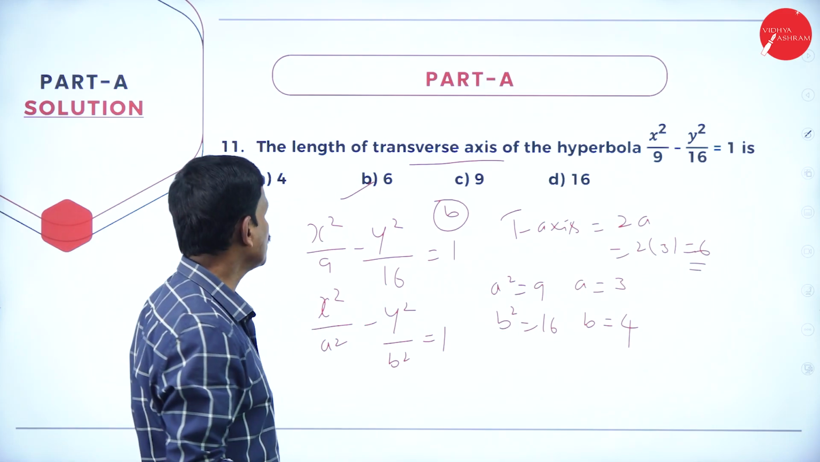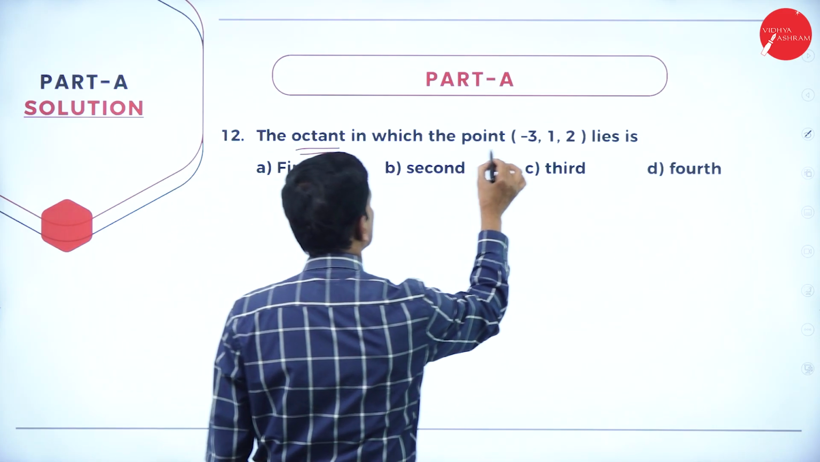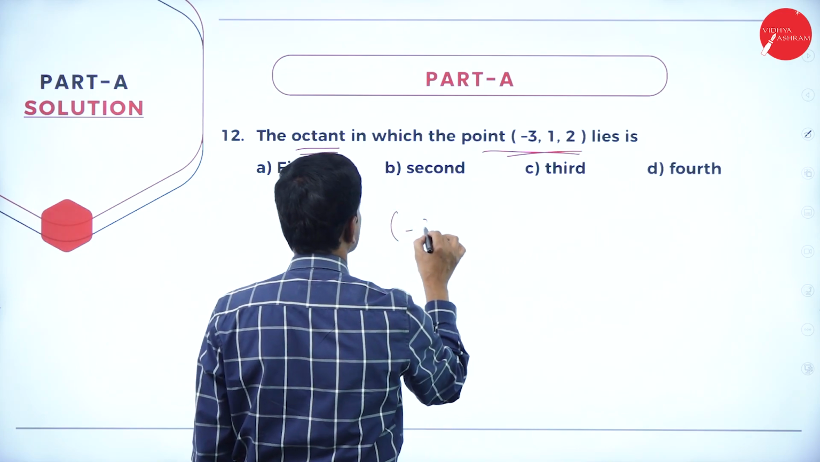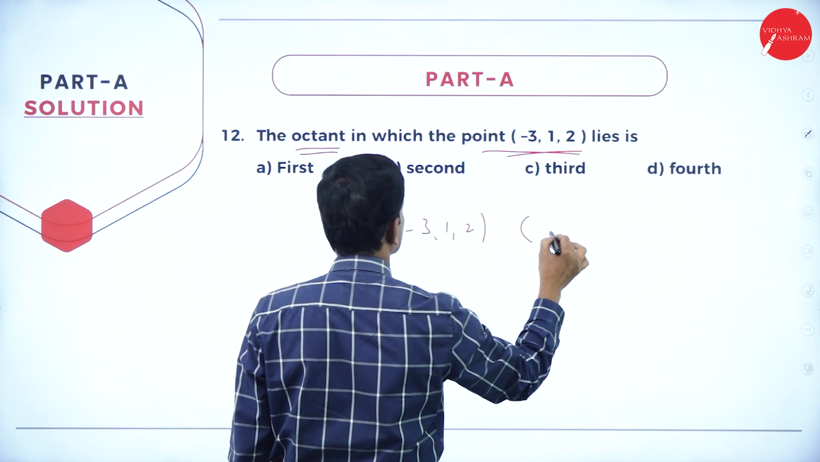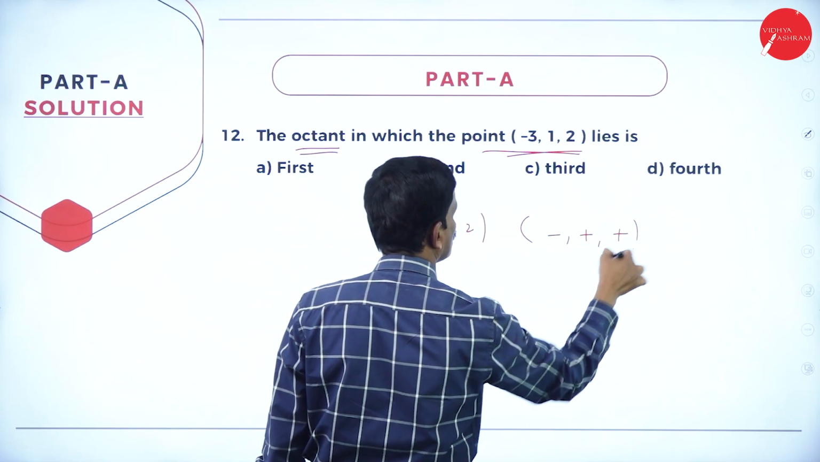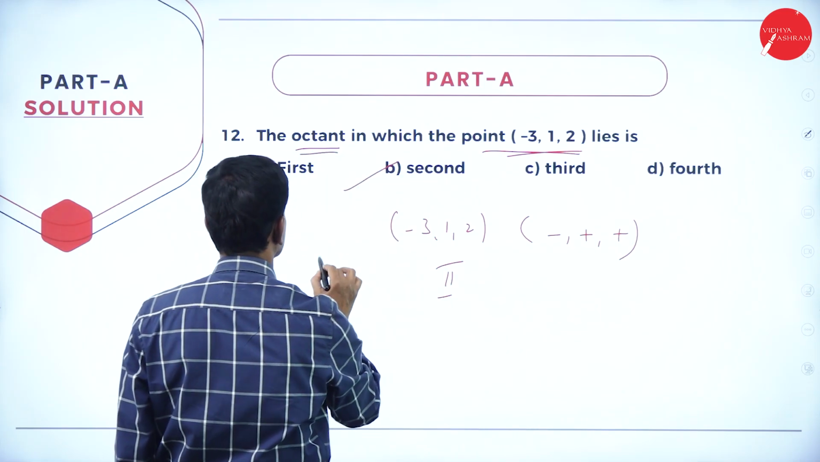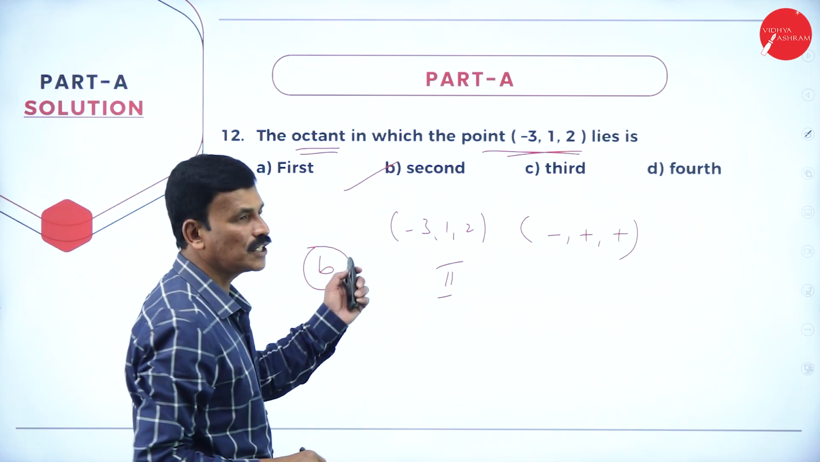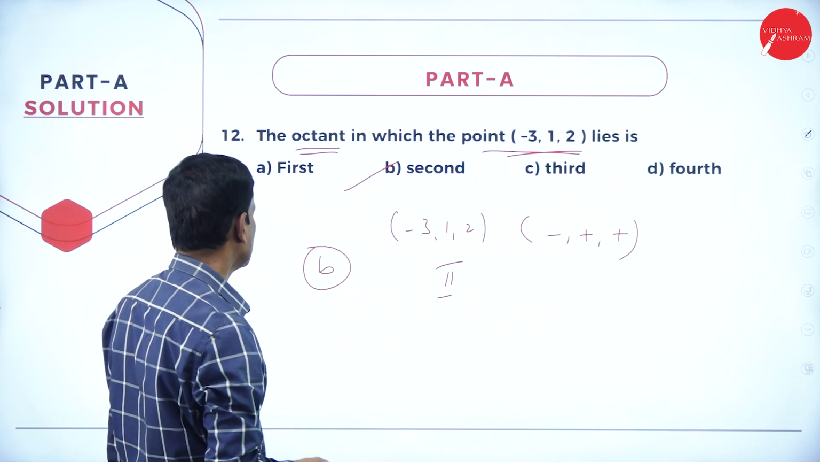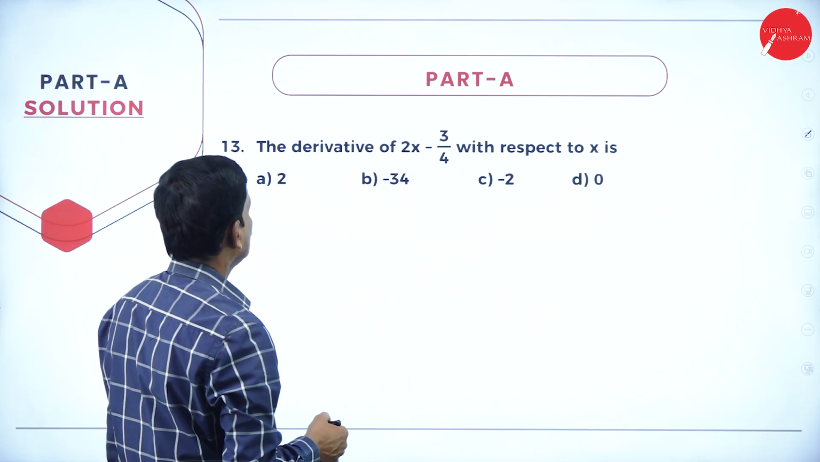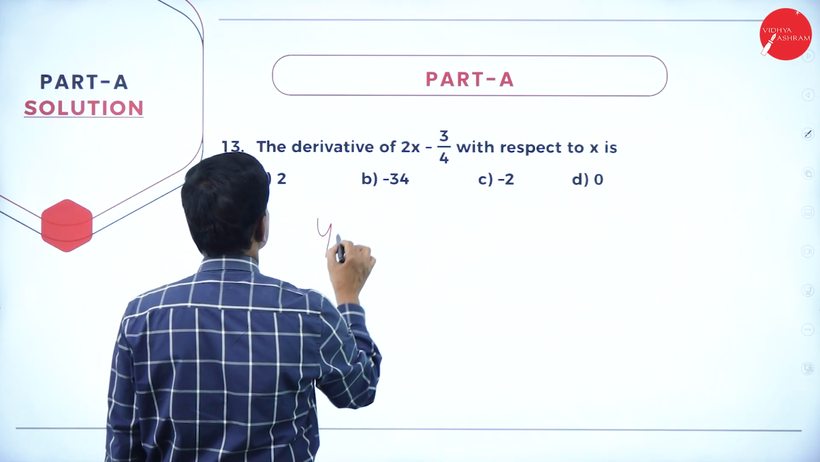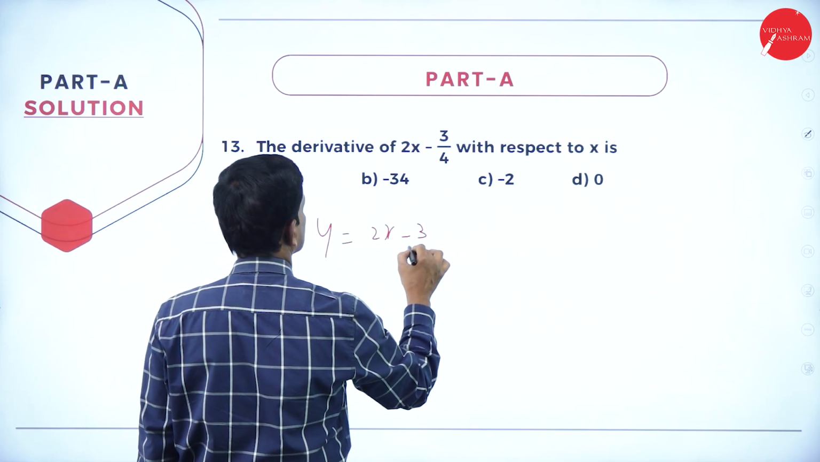Now, move on to the next one. The octant in which the point (minus 3, 1, 2) lies: this is nothing but negative, positive and positive. This lies in the second octant. The option is B. Now, the derivative of, now let us consider y is equal to 2x minus 3 by 4.